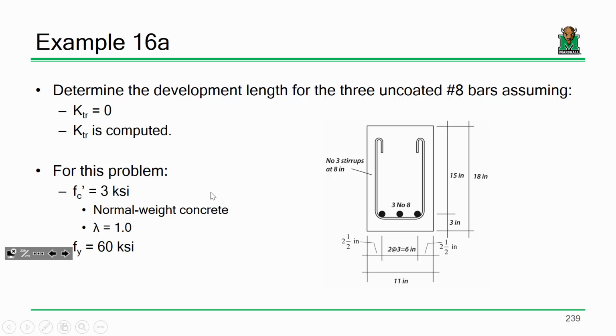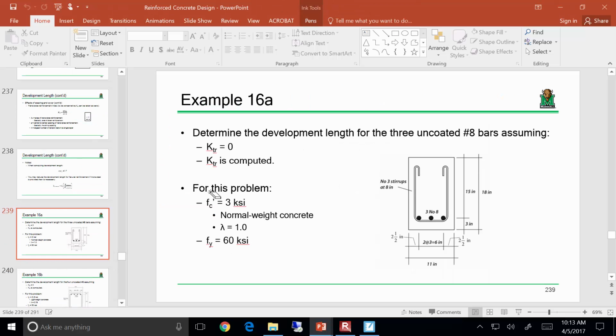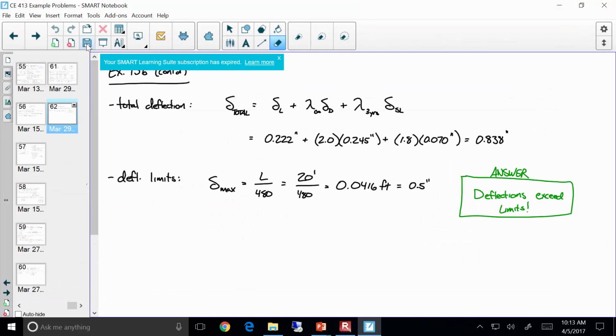So let's take this one at a time. We have 3 number 8 uncoated bars. So let's get some parameters.